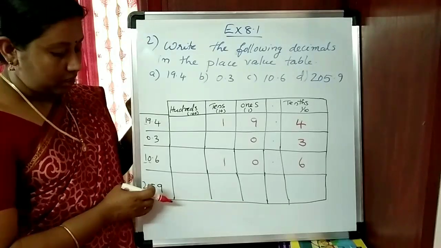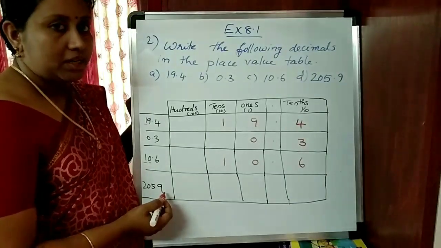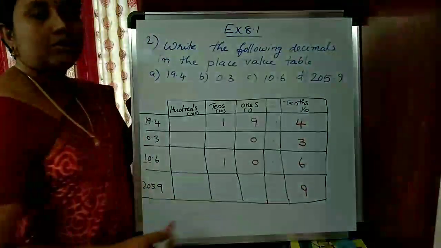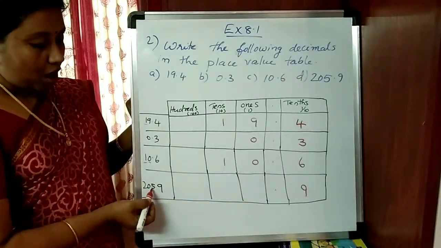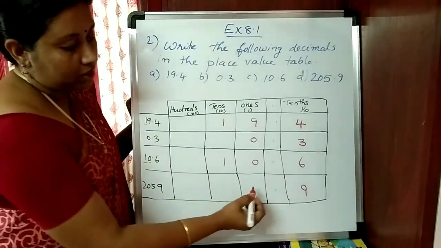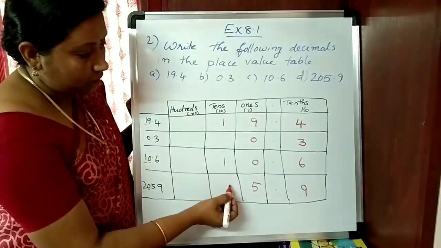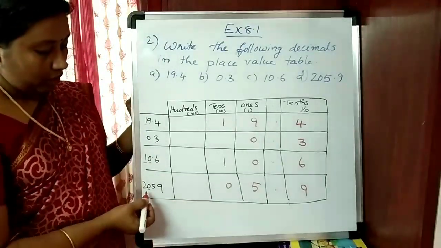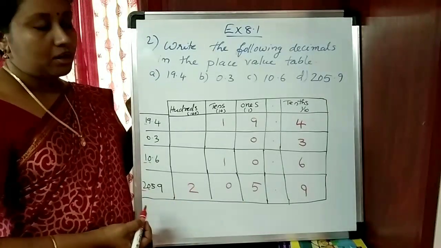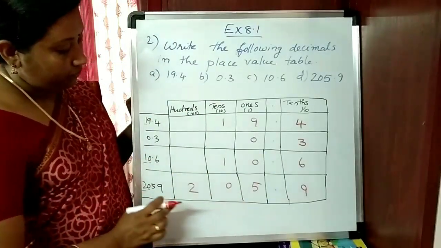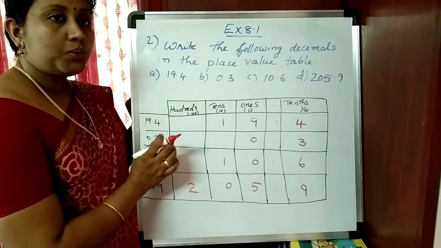Then your last question, 205.9. Here the decimal part is what? The decimal part is 9. So here you write 9. Then the decimal dot. Then how many ones are there? 5 ones. So here you write 5. How many tens are there? 0 tens. So here you write 0. Then how many hundreds are there? 2 hundreds are there. So this is the position of each decimal number in a place value table.